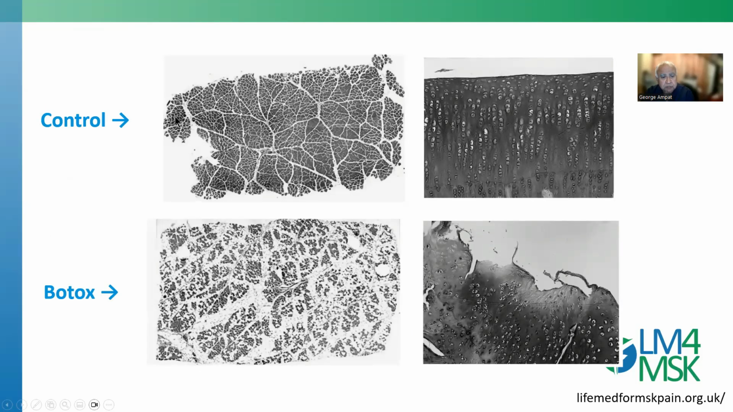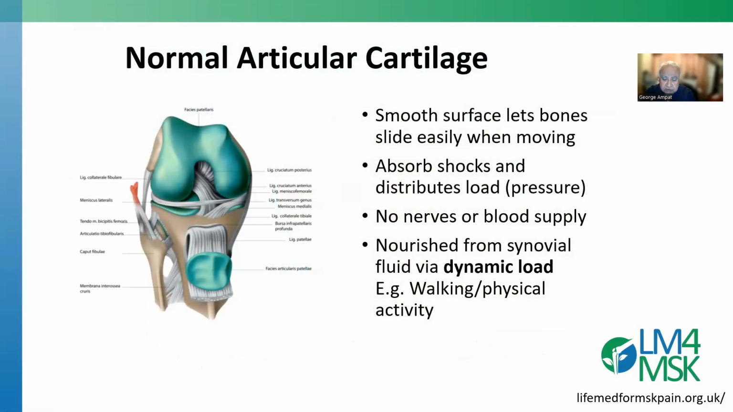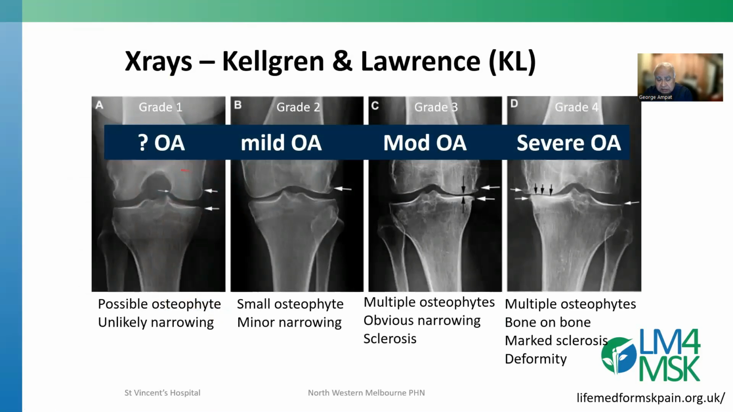The ones that didn't have the Botox had good cartilage cells, and even macroscopically you can see it's nice and smooth. Whereas in the ones which had the Botox and weakness of the muscle, the cartilage cells had decreased, and also the end of the cartilage was fibrillated. And macroscopically, you can see there was redness, within the month, as soon as there was weakness of the muscle. So it's the weakness that causes it. So we need normal articular cartilage, which, as I said, is smooth, moves well, and distributes weight, but we need the muscles to be strong.